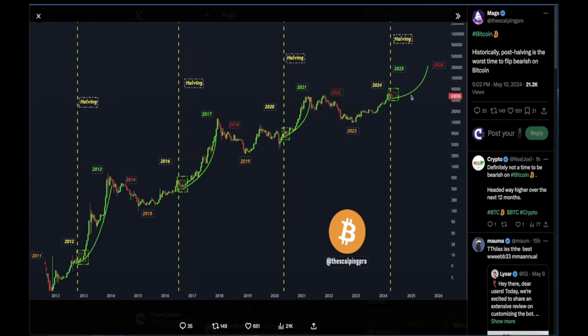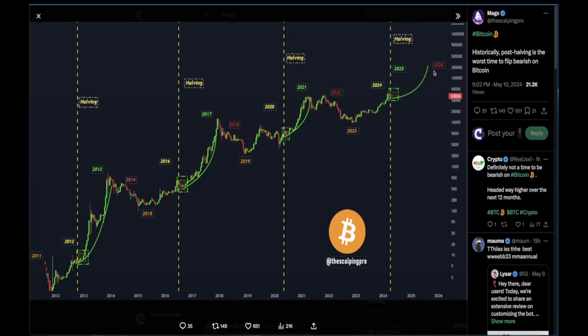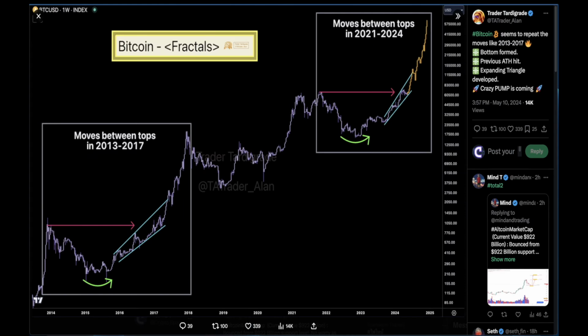And now, historically, post-halving is the worst time to flip bearish on Bitcoin. Obviously, guys, that stagnation. However, if we are going to look at the long-term picture, that is pretty much a no-brainer that BTC is going to see huge prices in the coming, let's say, year. You know, like the Scalping Pro actually has targets in 2026, and BTC could see around 280,000 USD. And to me, that's a pretty reasonable target for BTC. But obviously, I'm not going to wait for 2026 to cash out. We are going to see how we are going to actually go in this year, and then we are going to reevaluate.